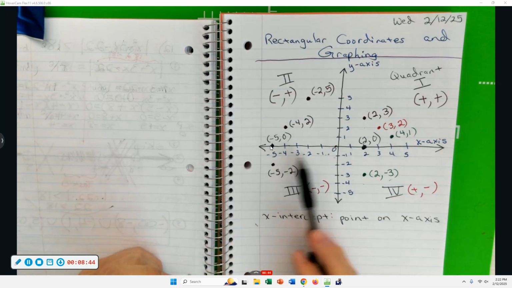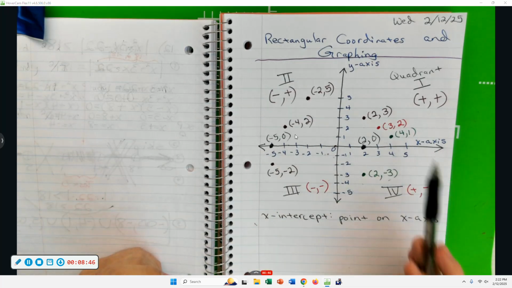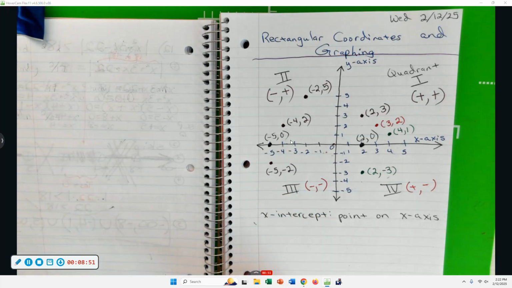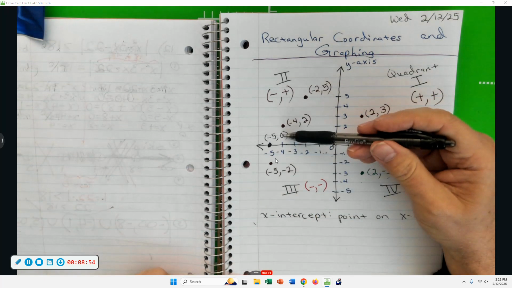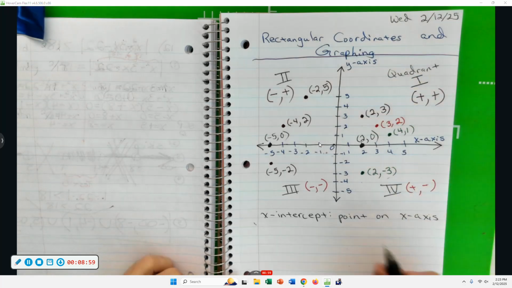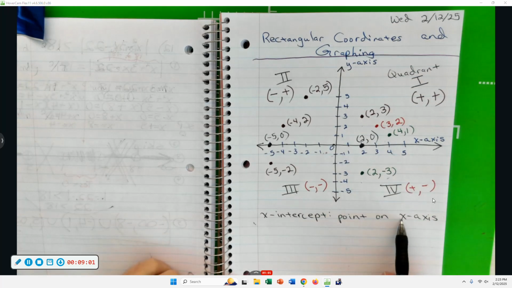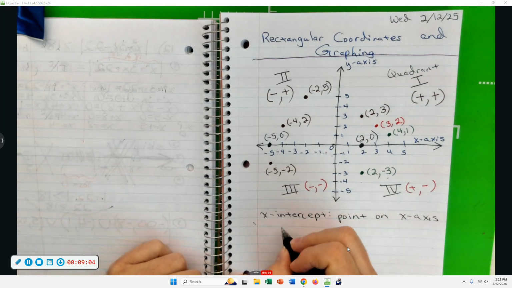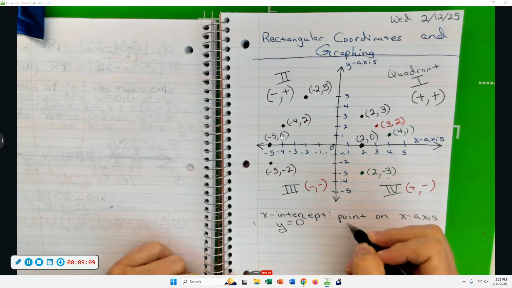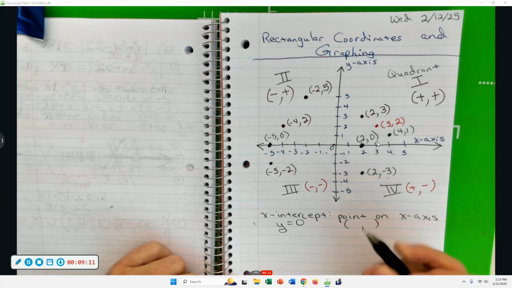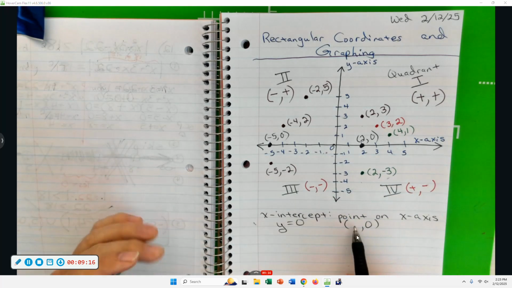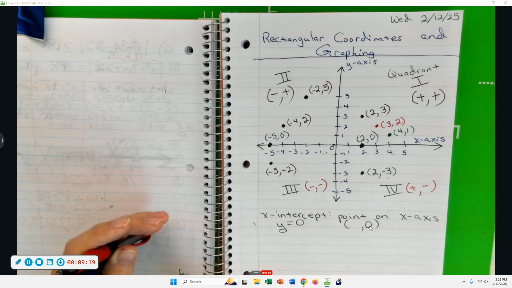And if a point is on the x-axis, every y-coordinate has to have what number? 0. If the y is anything other than 0, you're not going to be on the x-axis. You're going to have moved up or down. So a point on the x-axis has to have a y value equal to 0. That means an ordered pair on the x-axis will look something like this: you'll have a number here, but the y-coordinate has to be 0.